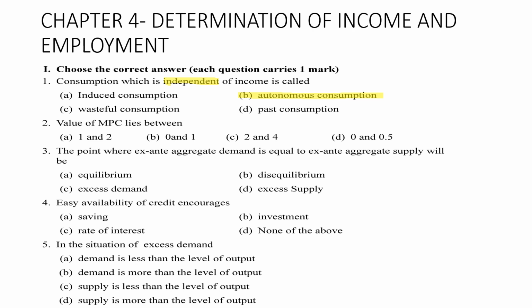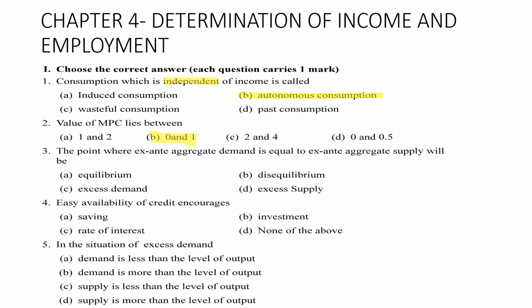Second one, value of MPC. And what is MPC? MPC is your marginal propensity to consume. It lies between dash. So it will lie between 0 and 1. So this also we have seen, 0 and 1 is the answer.